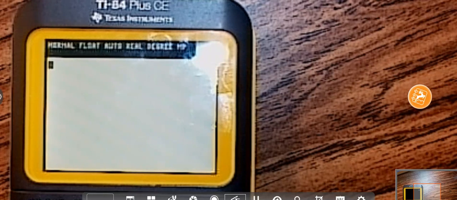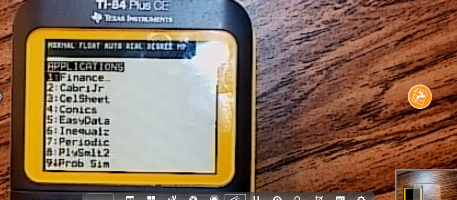Okay. Under the apps feature, I learned about an app yesterday that was kind of helpful to me. And it is, in my calculator, the 8th one down. Now, I don't know if the old style calculators have this, or if it's just the new style calculators. Let's see, apps. It should be. It's a polynomial simulation 2. So that's what mine says. PolySmlt.